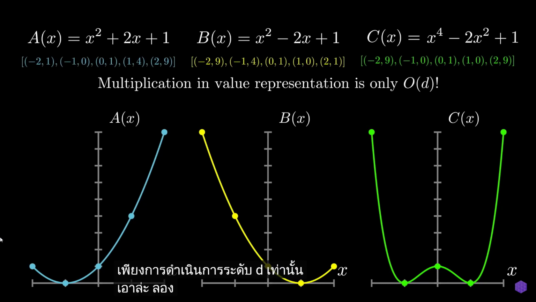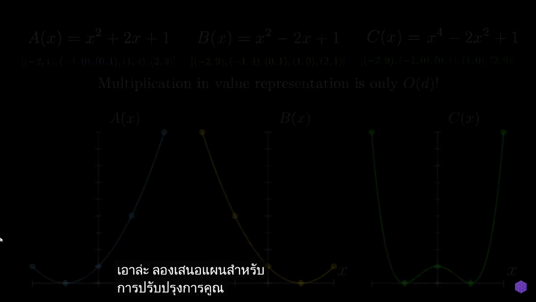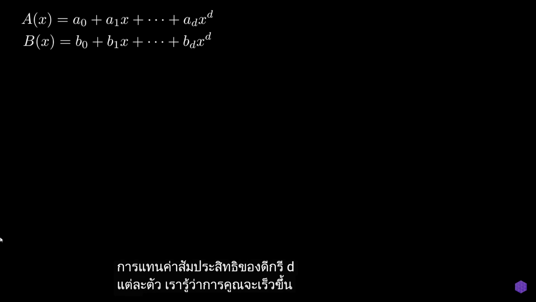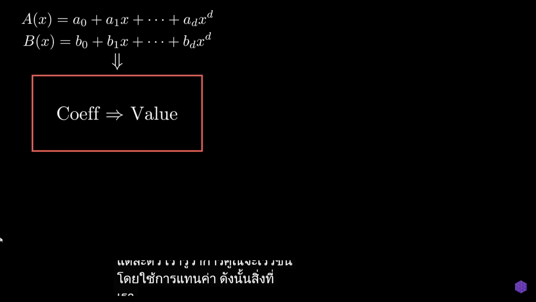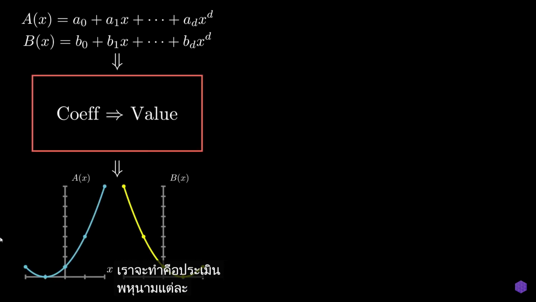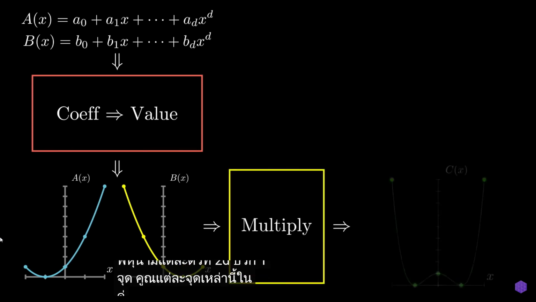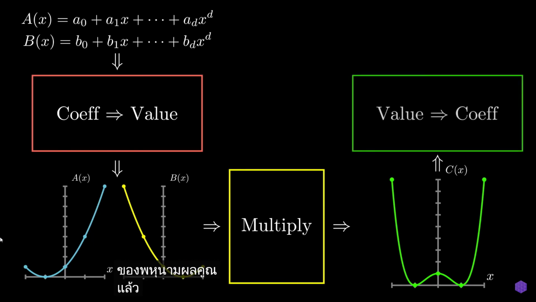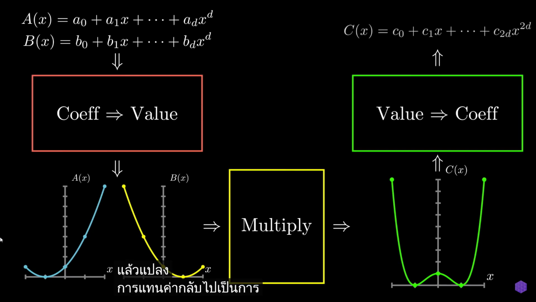Okay, so let's propose a plan for an improvement to polynomial multiplication. We are given two polynomials in the coefficient representation of degree d each. We know multiplication is faster using the value representation, so what we'll do is evaluate each of these polynomials at 2d plus 1 points, multiply each of these points pairwise to get the value representation of the product polynomial, and then finally somehow convert the value representation back to the final coefficient representation.